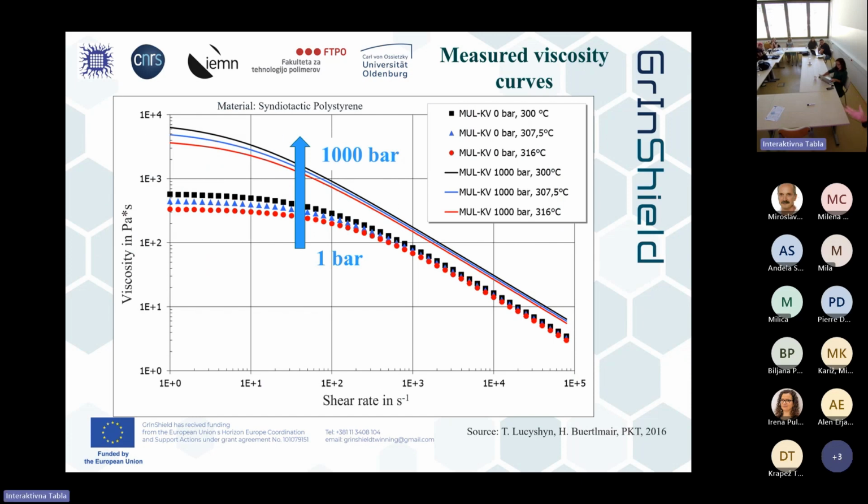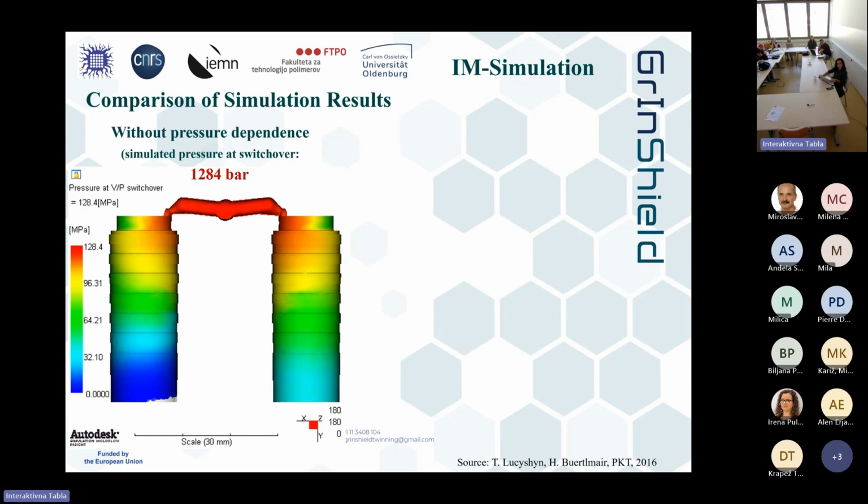And with the first simulation, we did not succeed. Then we went into the lab and measured the viscosity curve at 1000 bar back pressure. You see how high the difference is. And out of this measurement, we got this beta value. We implemented it into Moldflow. And that was the Moldflow simulation without taking into account pressure dependence. The simulation said, oh, it can nicely be filled. For filling it nearly to 100%, you need roughly 1,300 bars.